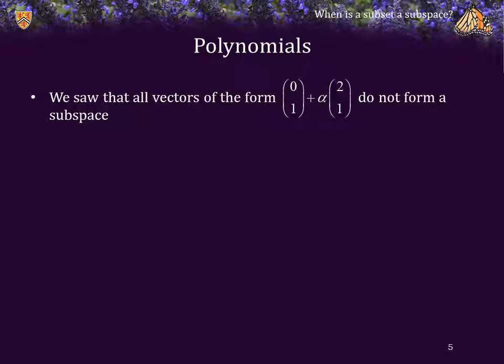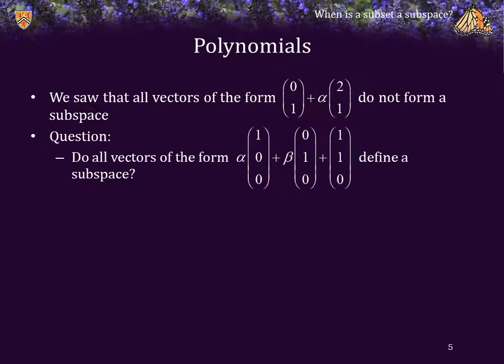Now, in the last talk, we also saw that all vectors of the form (0, 1) plus all scalar multiples of (2, 1) did not form a subspace. After all, notice that if alpha is equal to 0, then (0, 1) is of that form. However, if I multiply (0, 1) by 2, I get (0, 2), and there's no alpha such that (0, 1) plus alpha times the vector (2, 1) equals the vector (0, 2).